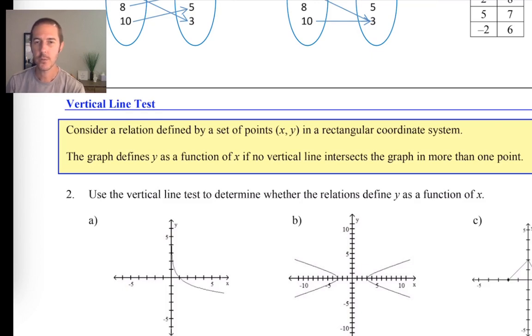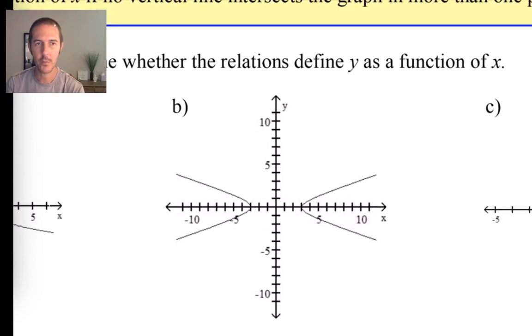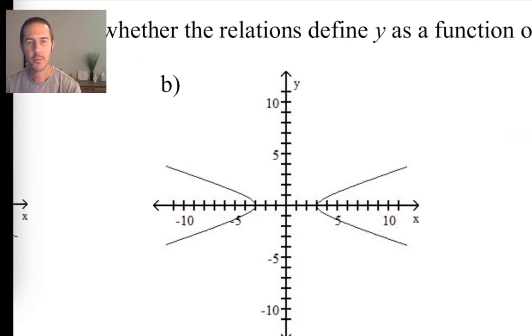So let's see if we can use the vertical line test, which says that the graph defines y as a function of x if no vertical line intersects the graph in more than one point. Let's actually go to option B first, because this one fails big time. So let me phrase the vertical line test slightly differently. If it's possible to draw a vertical line and intersect your graph at more than one point, then the graph is not the graph of a function. Here's why that works.